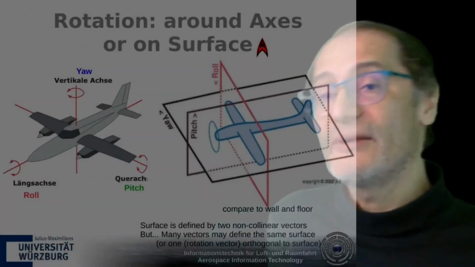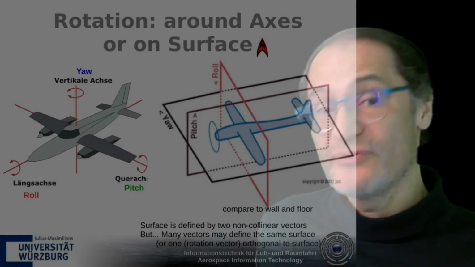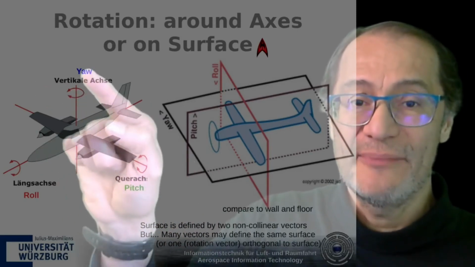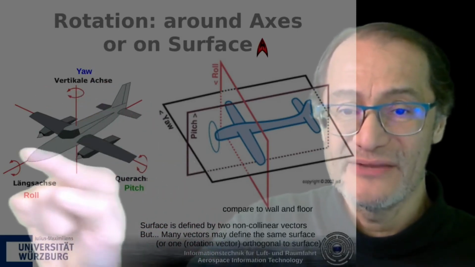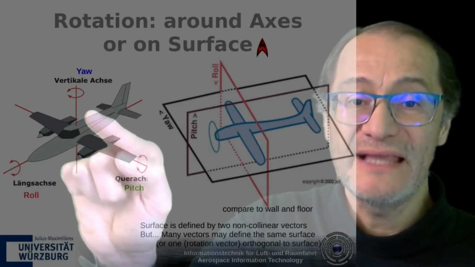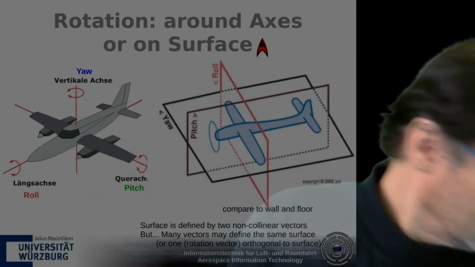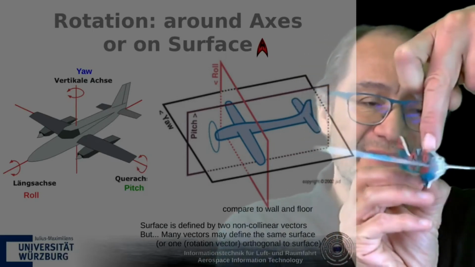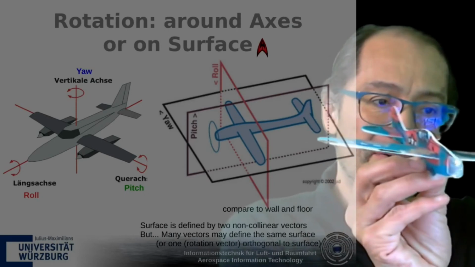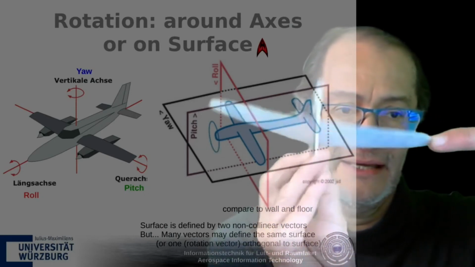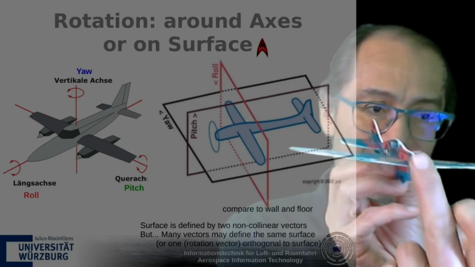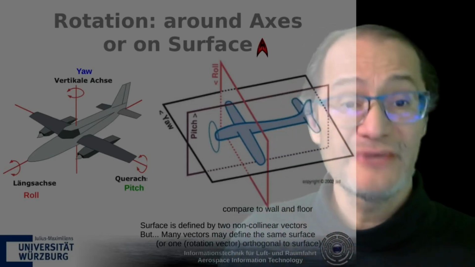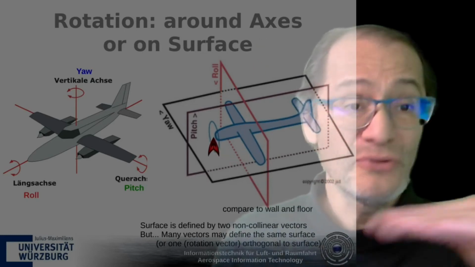Now, let's talk about rotations. We have 2 ways to think about rotations. What I have mentioned already is that we have an axis. In this case, for the aeroplane, we have the 3 axes, and we can rotate around one axis. What I showed before, we have one axis, and then you can rotate around this axis, or here, or here. Okay. The other way to think about rotations is on surfaces.